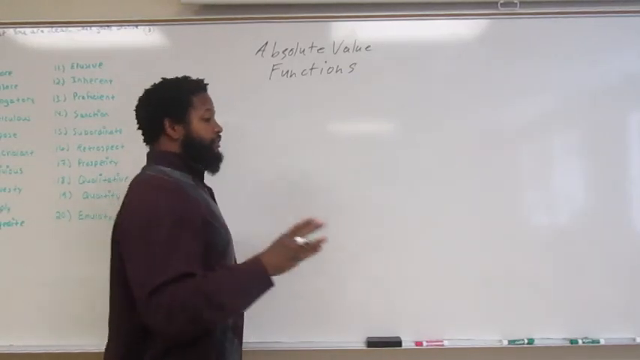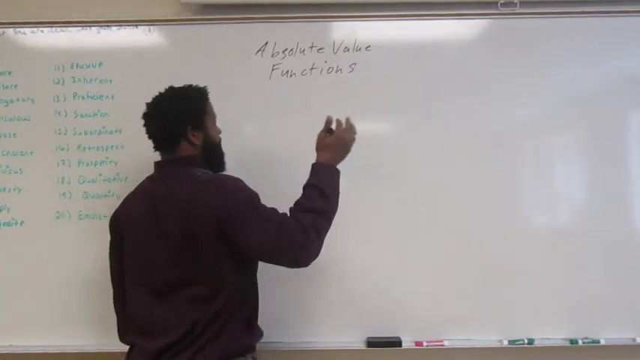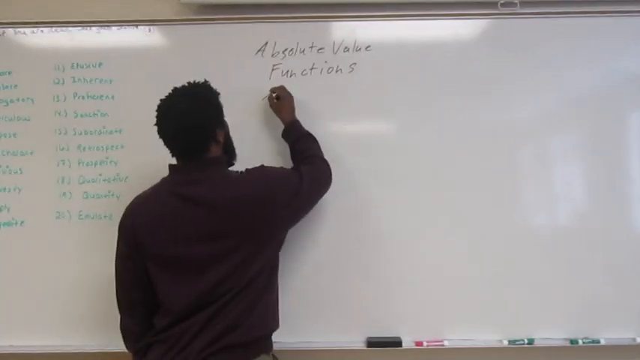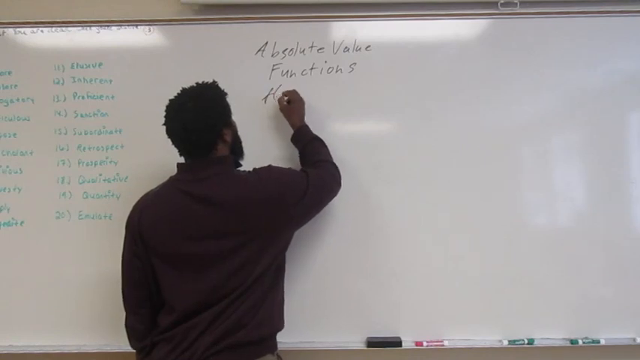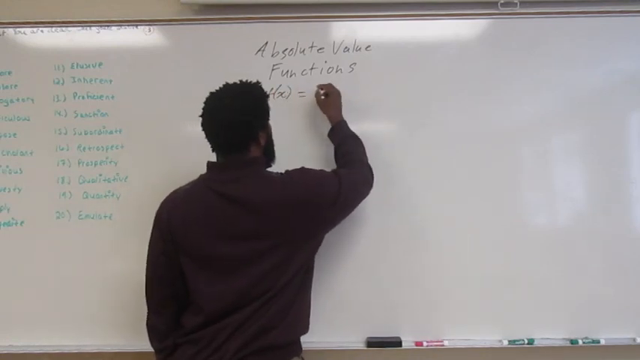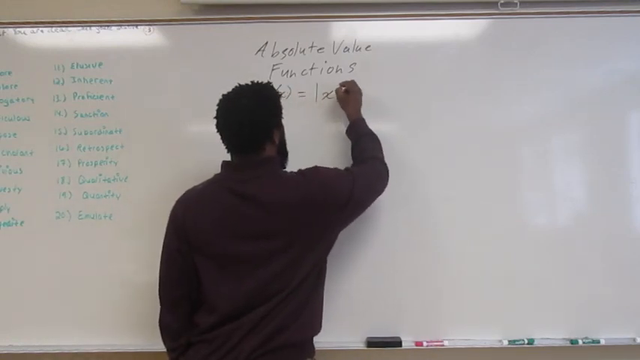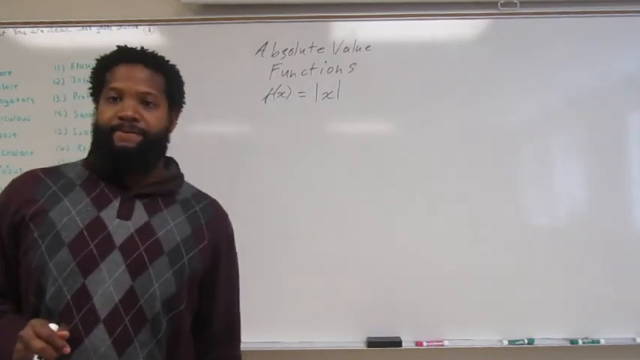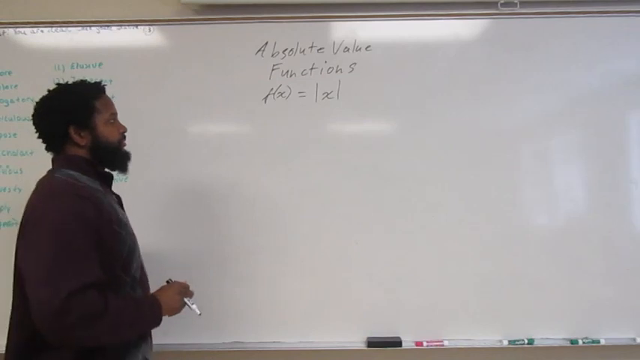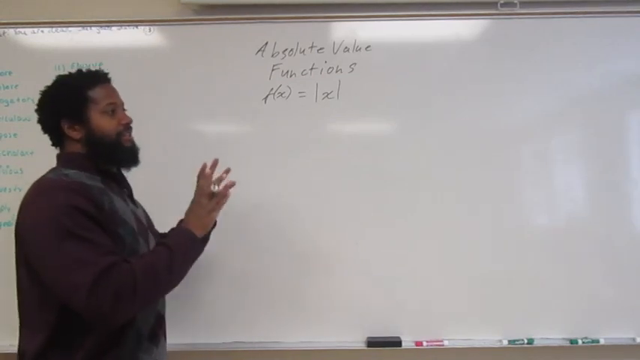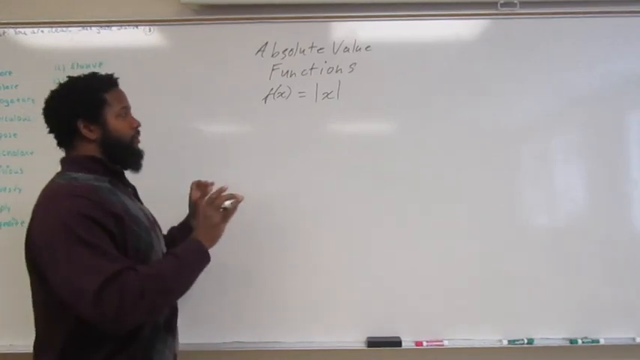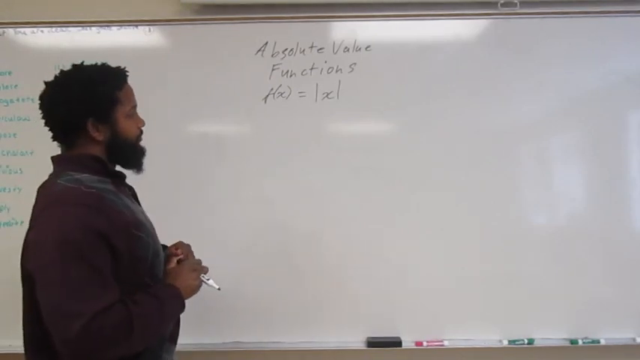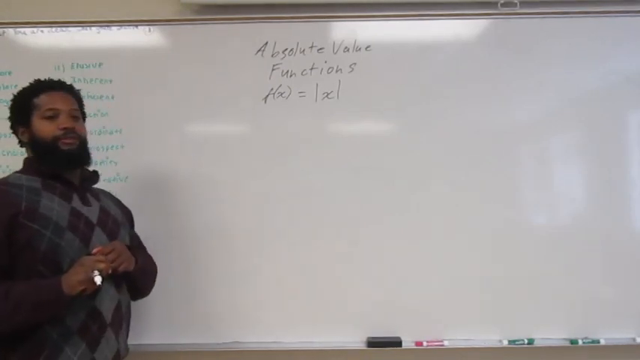The original form, or the standard form, or original form, whatever you want to call it, is f of x is equal to absolute value of x, okay? That is the original form. That's the start-off form. That's the main form of where you start off with, okay? When dealing with absolute value functions.